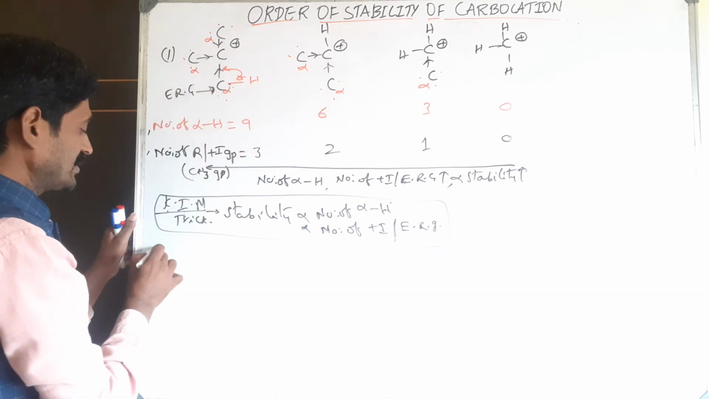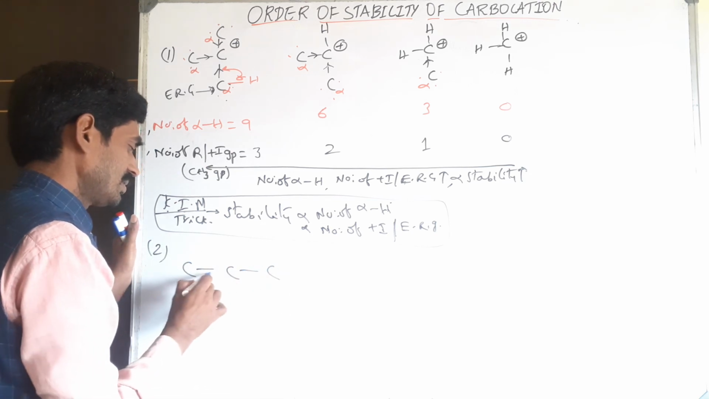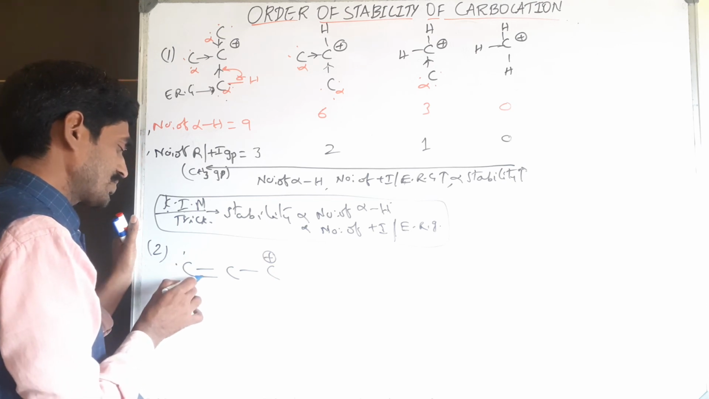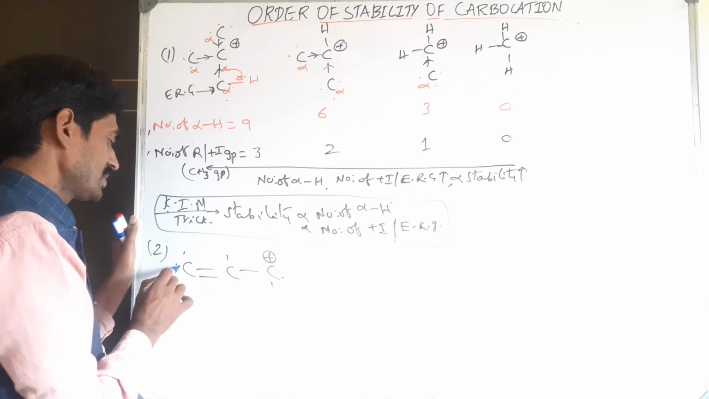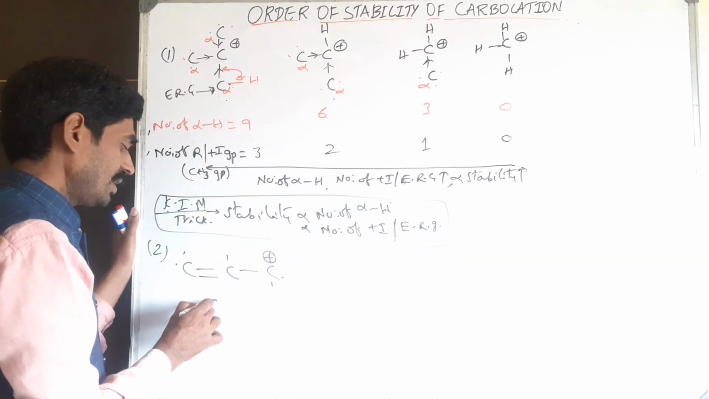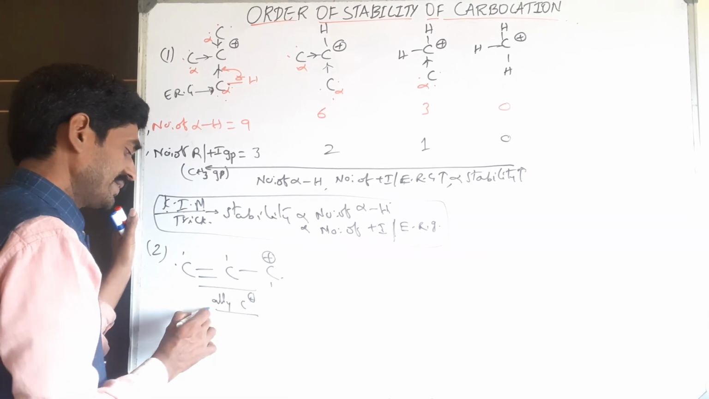Next we go for another question. Take it here. It is an alkyl carbocation. Here 2 hydrogens are there, CH2. Here 3 bonds, 1 hydrogen, and here 2 hydrogens: CH3, CH2, double bond, CH, single bond, CH2 plus. It is an alkyl carbocation, right? Then next one.